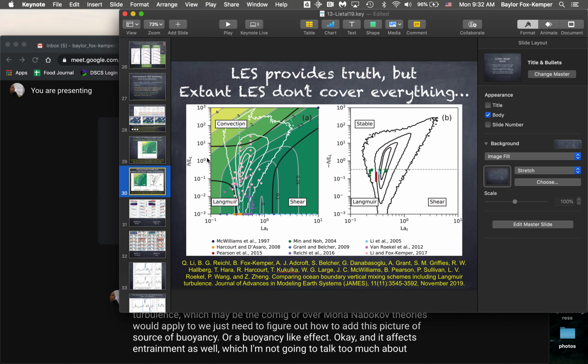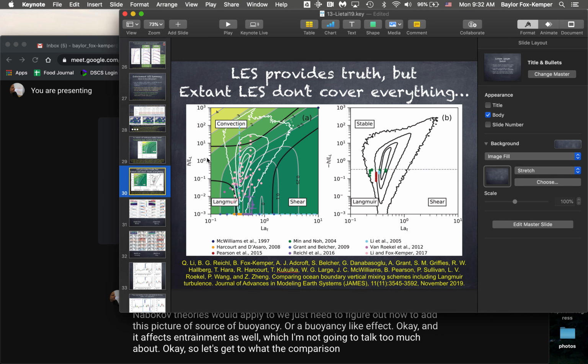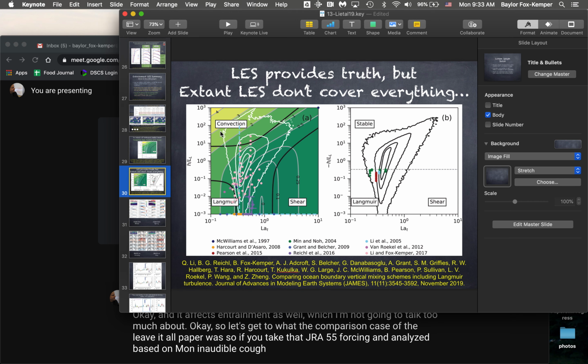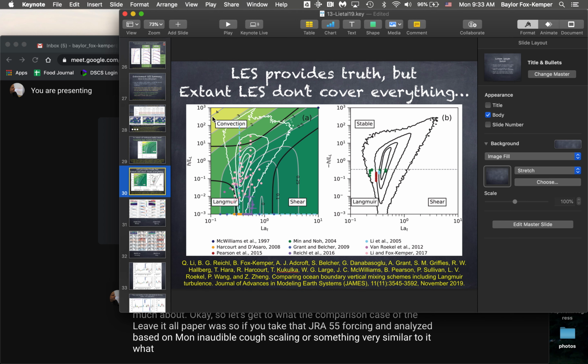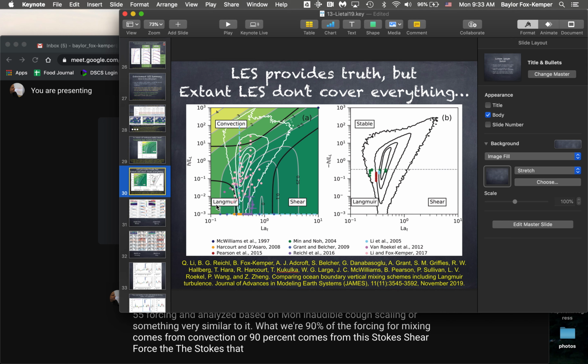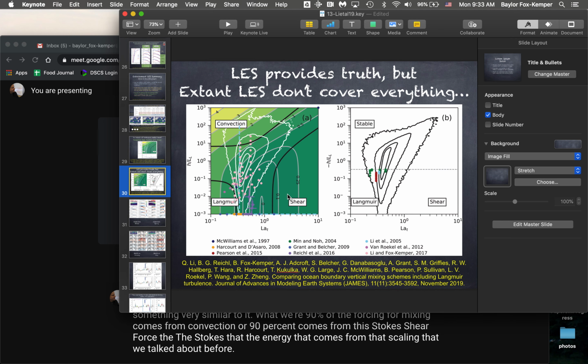Okay, so let's get to what the comparison case of the Lee et al. paper was. So if you take that JRA 55 forcing and analyze based on Monin-Obukhov scaling or something very similar to it, where 90% of the forcing for mixing comes from convection, or 90% comes from this Stokes shear force, the energy that comes from that scaling that we talked about before, or the energy comes from shear production.